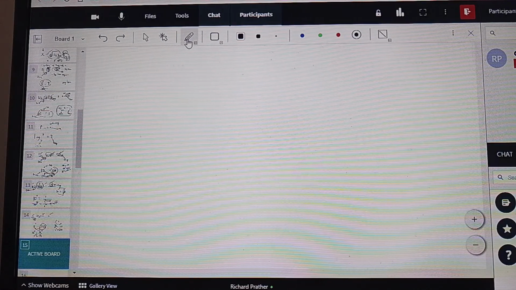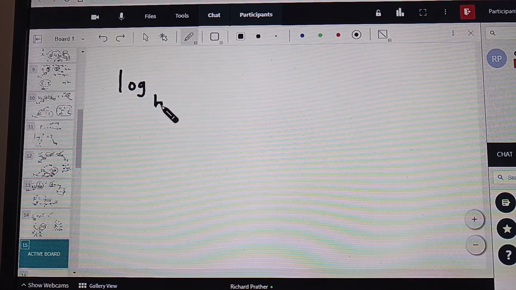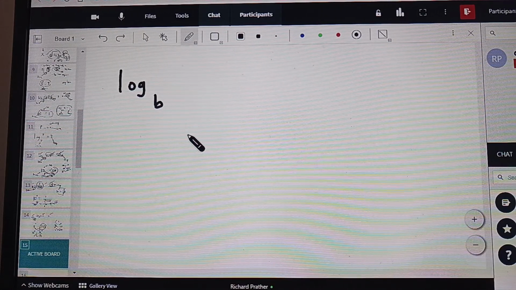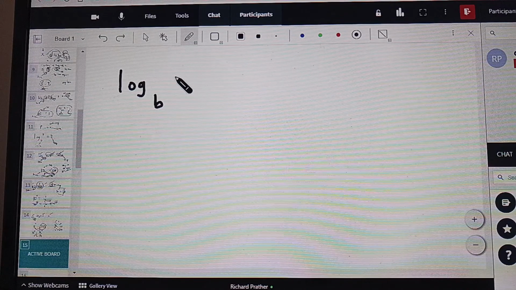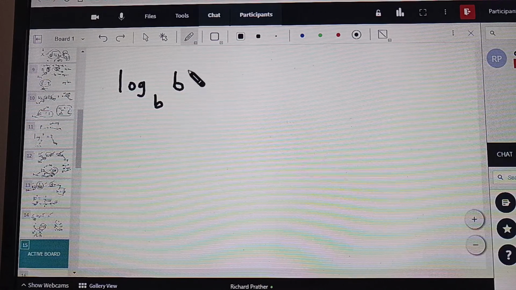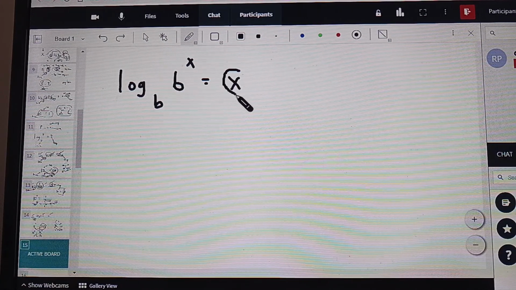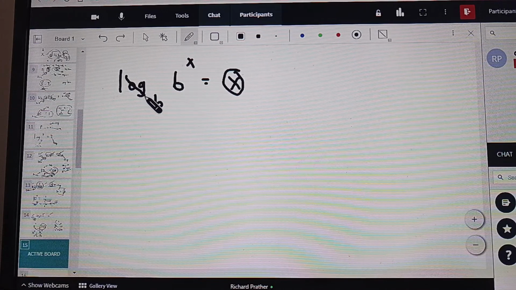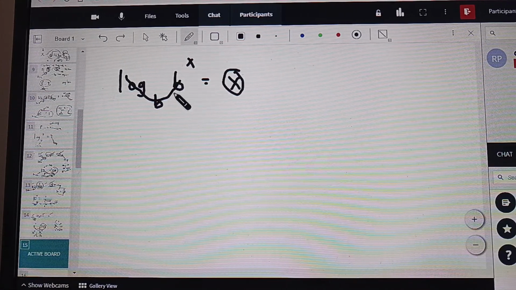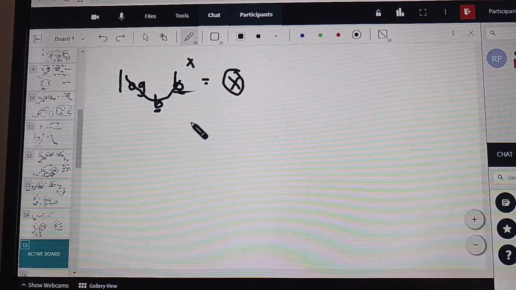So there are two properties of logs. If you have log base b, we'll just call it b for general, log any base, and in the domain slot you have another b, and then let me put an exponent here like x, this answer is x. In other words, all of this cancels out. If the domain base is the same as the log base, they cancel out, and all that's left is the exponent.